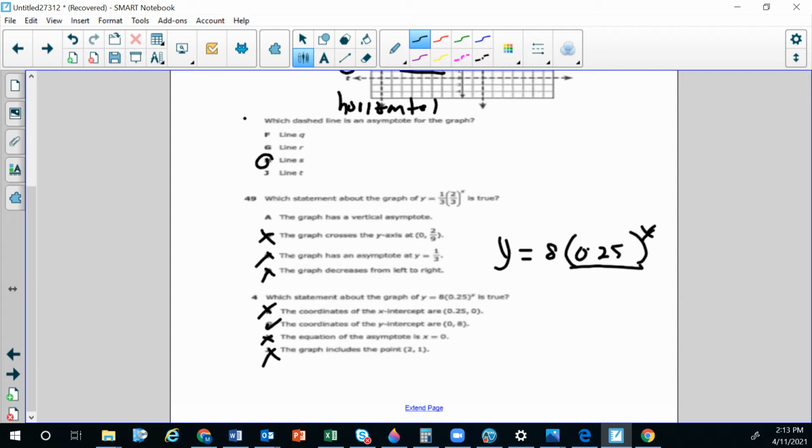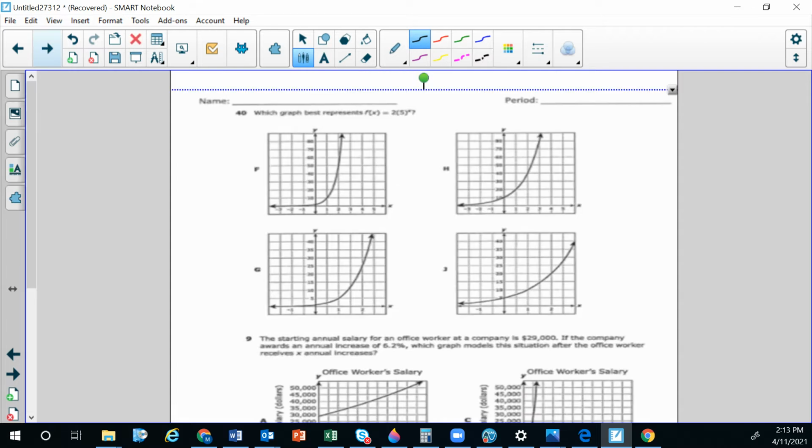All right. Let's move on to this one. Okay, let's see. The graph best represents. Now on this one, which graph best represents the function? We can do two ways. We can graph it, or we can work it out. So the function is f of x is equal to 2 times 5 raised to the power of x.